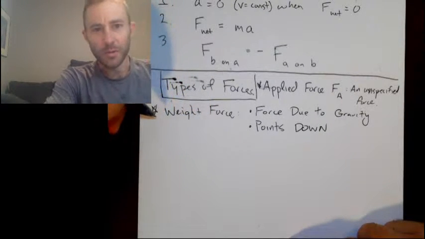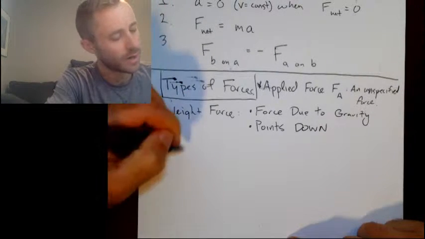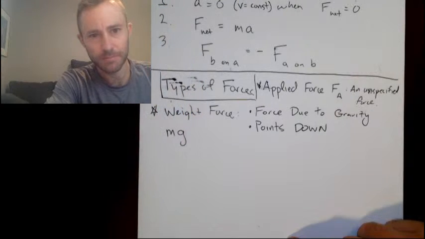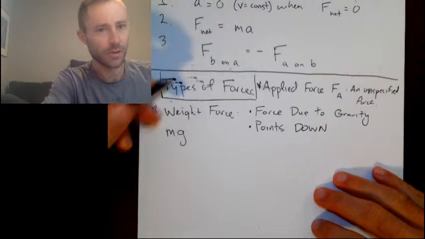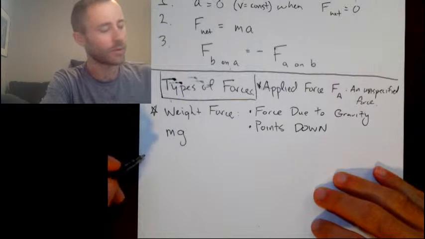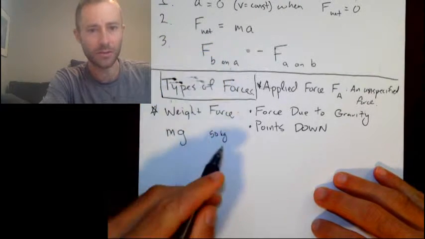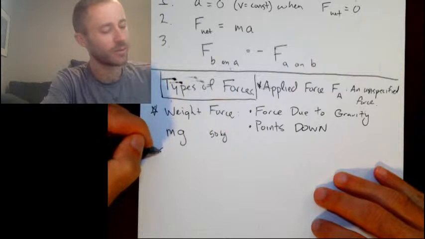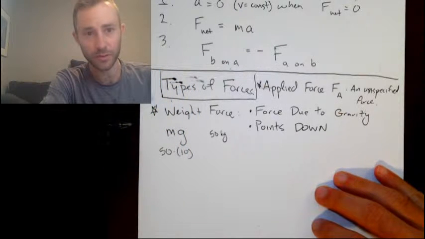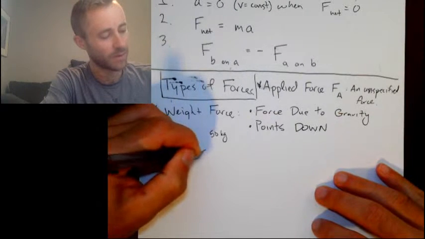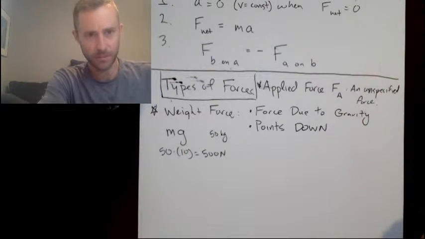So I'm going to give you a formula for weight force. The weight force is mass times gravity. Mass times gravity is the weight force. So, for example, if you have a 50 kilogram person, that's the mass of the person. So their weight is going to be 50 kilograms times 10 meters per second squared equals 500 newtons. That's the gravitational force acting on the person.